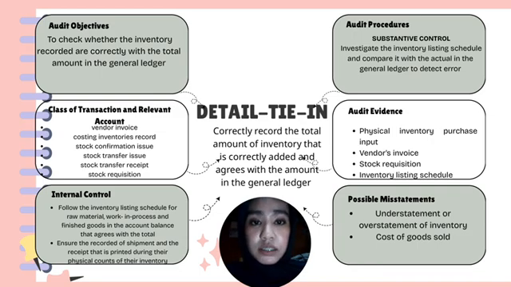For audit procedures, there is substantive test. Substantive control: we have to investigate the inventory listing schedule and compare it with the actual in the general ledger to detect error. For audit evidence, the first one is physical inventory purchase input, next is vendor's invoice, the third one is stock requisition, and the last one is inventory listing schedule. For possible misstatement, the first one is understatement or overstatement of inventory, and the second one is cost of goods sold.